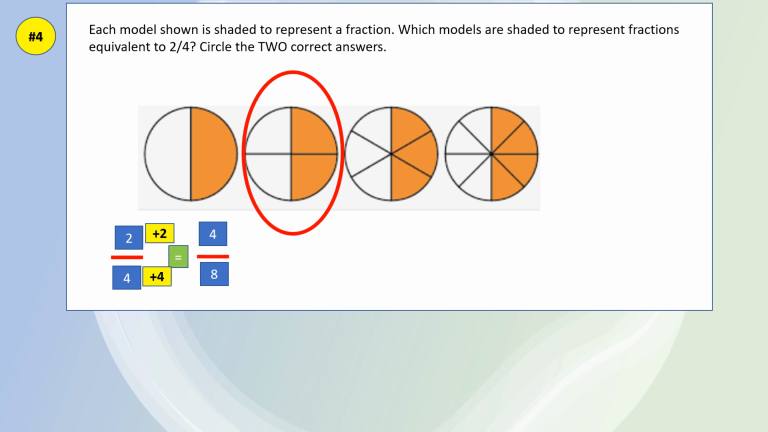Now, let's take a look. Do we see a model that shows 4/8? That third model is 3 pieces shaded out of 6 pieces total. So that third model would be 3/6. Well, I'm not looking for 3/6. I'm looking for 4/8. Let's check that last model. How many pieces are shaded? Well, so far so good. We have 4 pieces shaded, right? 4 pieces shaded out of how many total pieces? 8. Well, we're in luck. That last model is 4/8. So we're going to circle that model also.